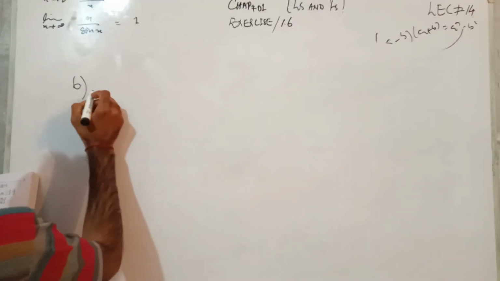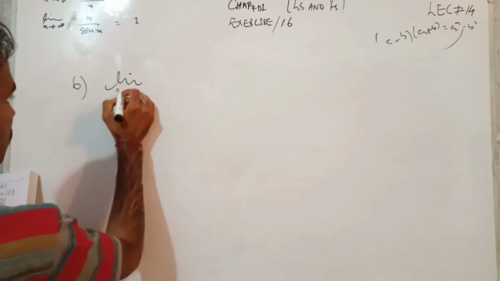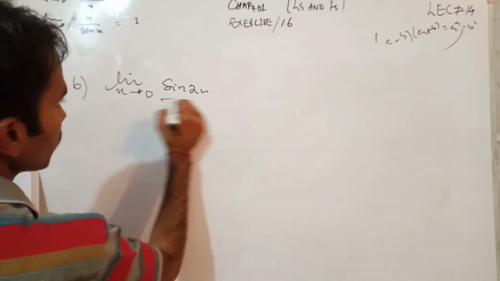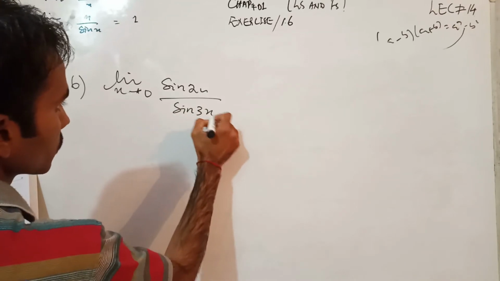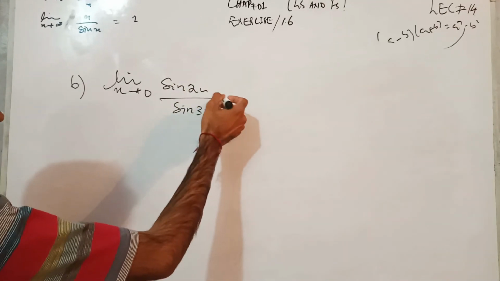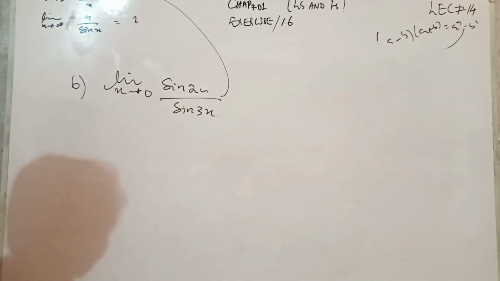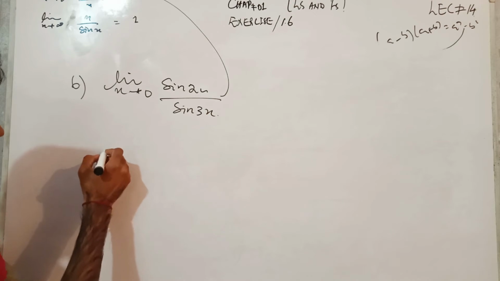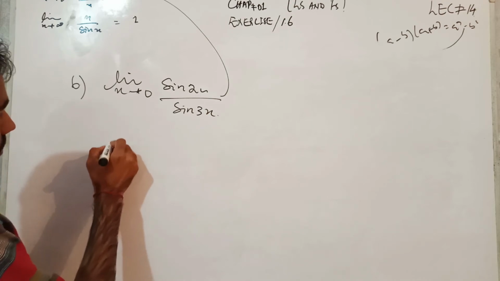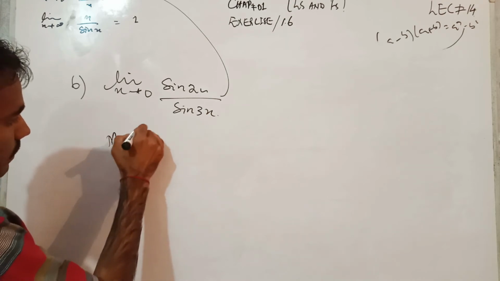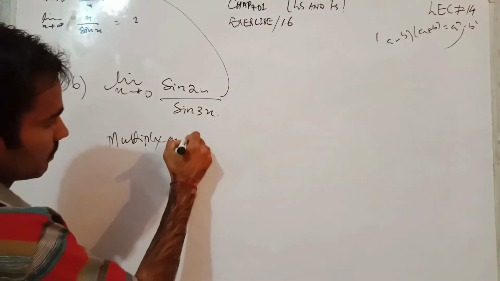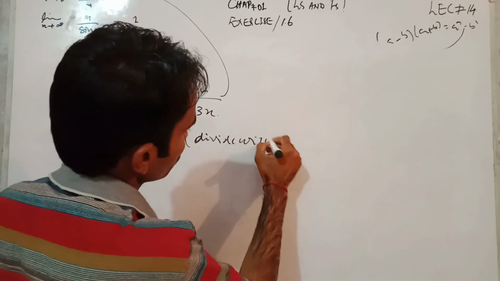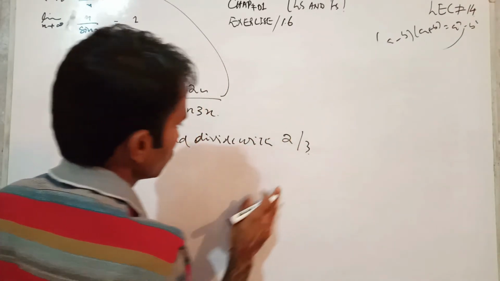In question number 6, we have limit x approaches to 0 sine 2x divided by sine 3x. So we will move towards that condition. When we move to this condition, what we have to do is multiply and divide with 2 by 3.